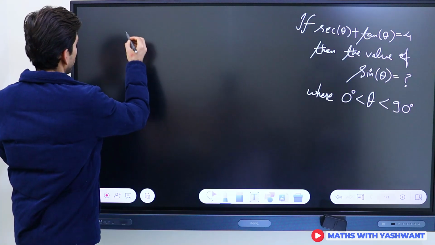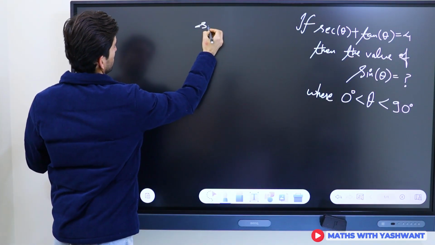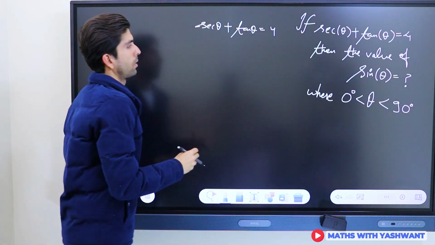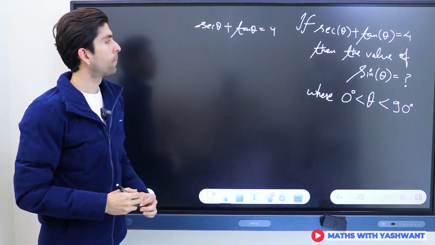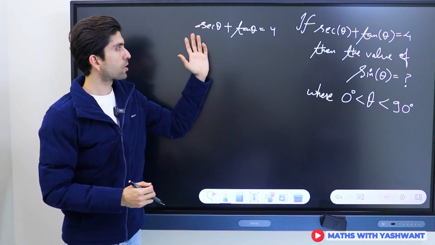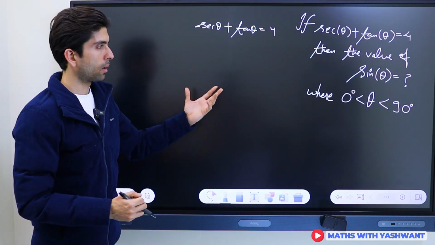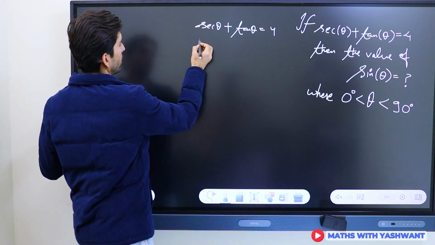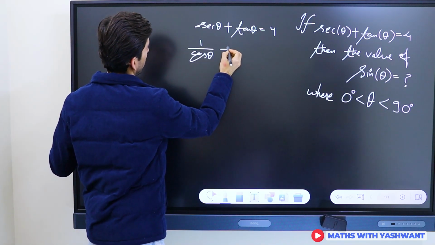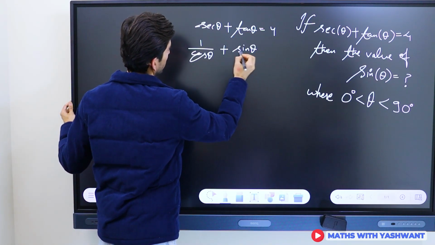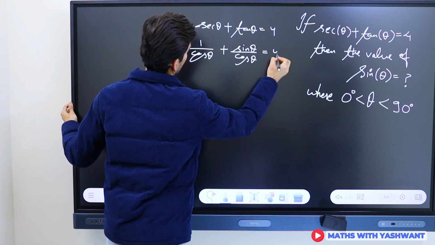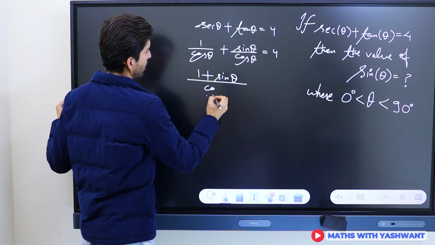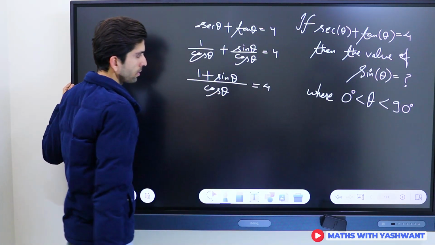So we have sec theta plus tan theta is equal to 4. And because we want to find the value of sin theta, we can express the given trigonometric ratios in terms of sin and cos by using the formulas that we have just studied a couple of moments back. So for sec theta, we can write 1 by cos theta, and for tan theta, we can write sin theta by cos theta. If we rearrange the terms and take the LCM, we get (1 plus sin theta) by cos theta is equal to 4.